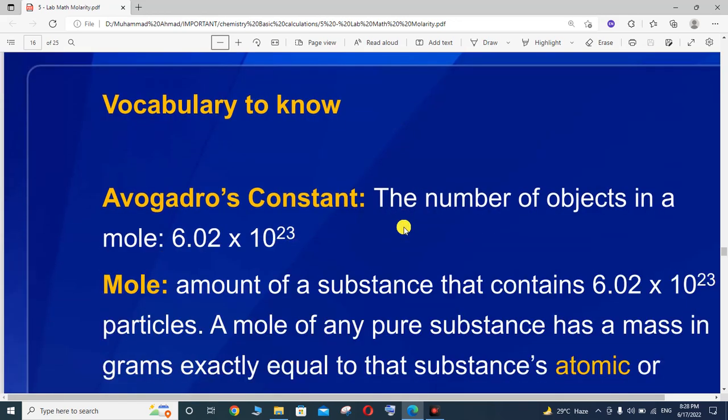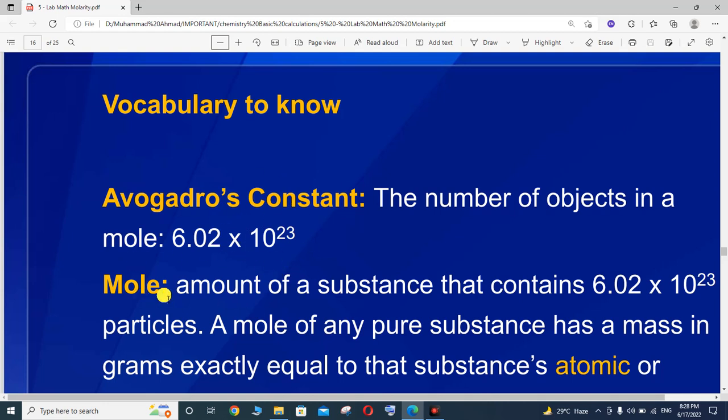You must know the basic vocabulary, such as Avogadro's constant, or Avogadro's number. This is actually the number of objects in a mole, that is 6.023 multiplied by 10 raised to power 23. So this is the Avogadro constant. You should remember this value.